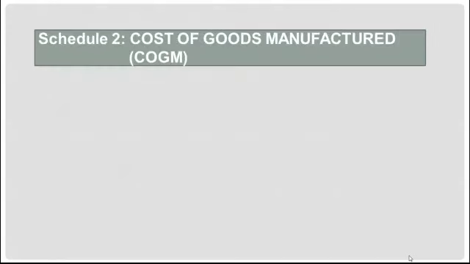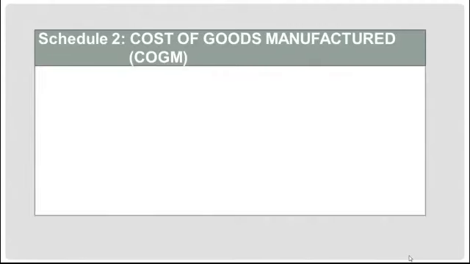The second schedule is called cost of goods manufactured. Sometimes it's called cost of goods completed. We're trying to identify the cost of the inventory that was completed during the period. So we'll start with beginning work in process inventory. That is the inventory that we work on.